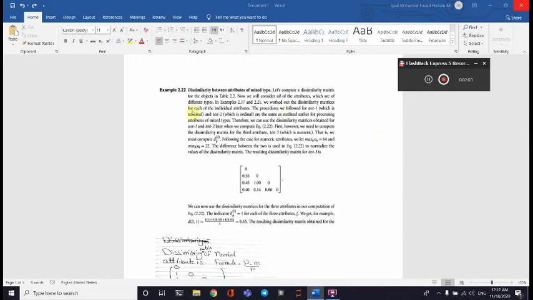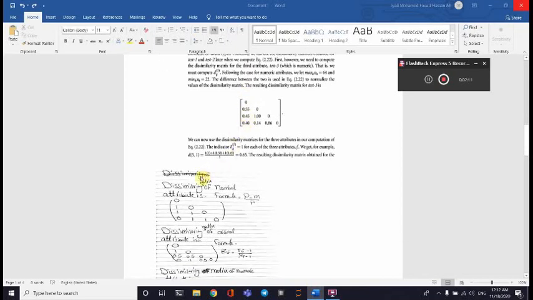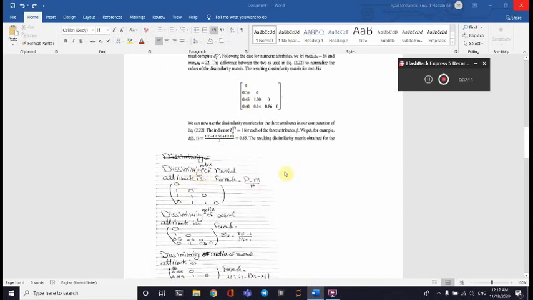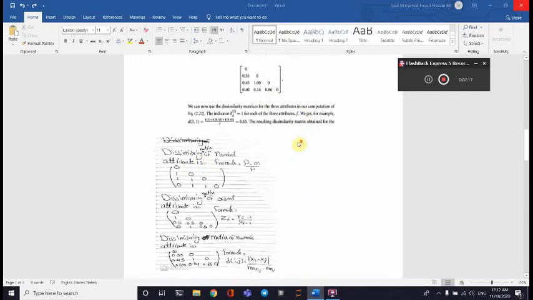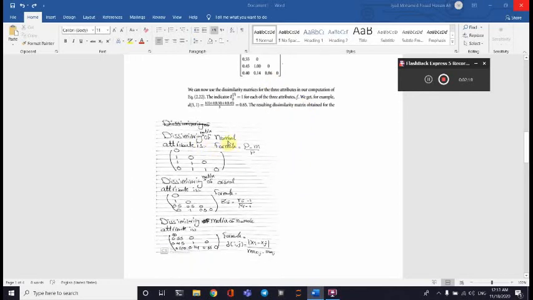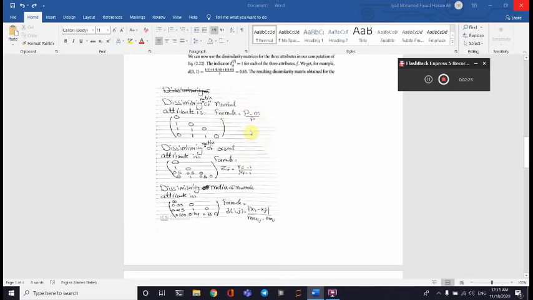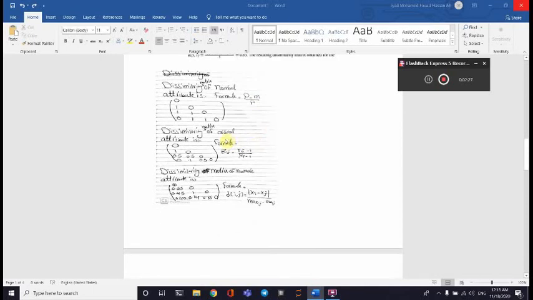Now, example 2.22, the similarity between attributes of mixed type. First thing we need to do is get the dissimilarity matrix of each attribute. So the nominal attribute dissimilarity matrix, we'll get it by this formula, and the ordinal we'll get it by this formula, as we have done in the previous example.